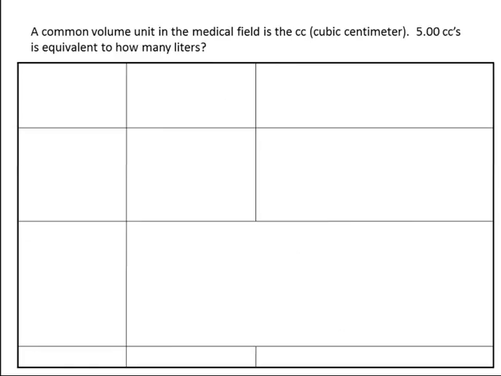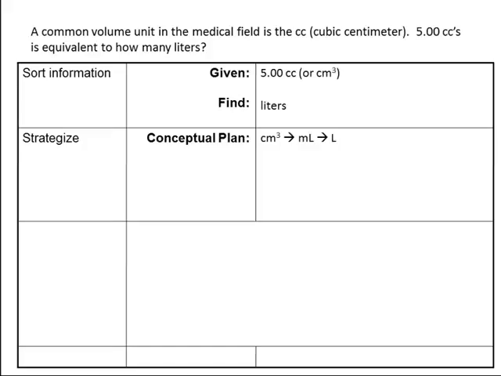All right. Another example here, and this is going to give us an important relationship. A common volume unit in the medical field is the cc, which is a cubic centimeter. So we have 5 cc's is going to be equivalent to how many liters? So let's sort the information. We're given 5 cc's or cubic centimeters or centimeters cubed. We want to find liters. So we're going to come up with a strategy, our conceptual plan. We're going to take centimeters cubed to milliliters and milliliters to liters.